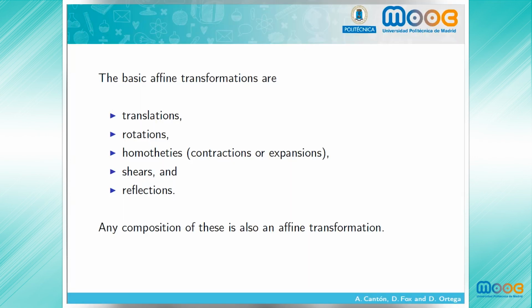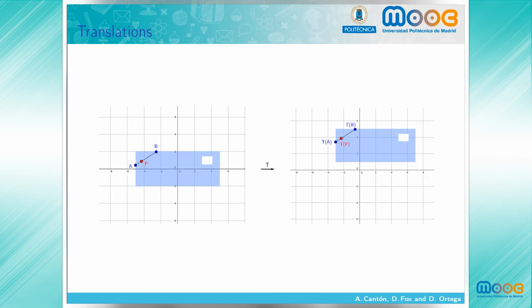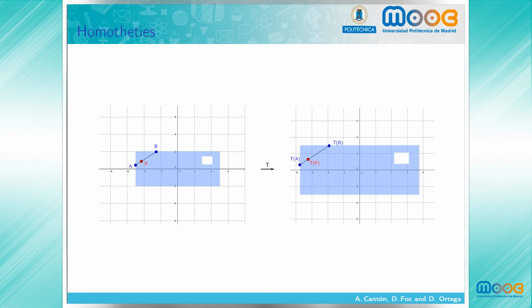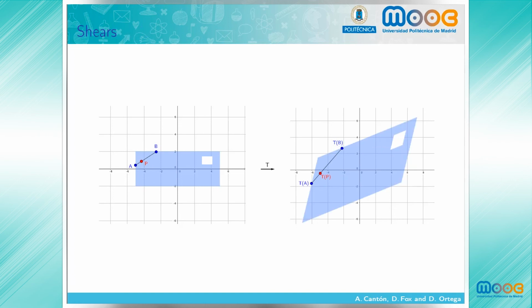The basic affine transformations are translations, rotations, homotheties that could be contractions or expansions, shears, and reflections. Any composition of these is also an affine transformation. Here we have an example of a translation that is just moving the figure from its position to a different position that preserves affine combination of points. Also rotations preserve affine combination of points. Homotheties, in this case an expansion, shears, and reflections, which are also called symmetries.